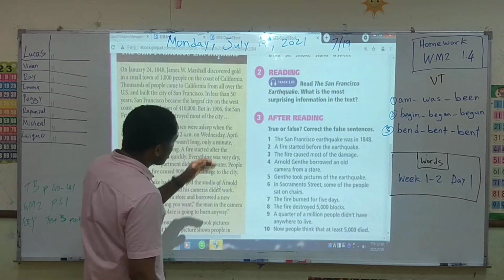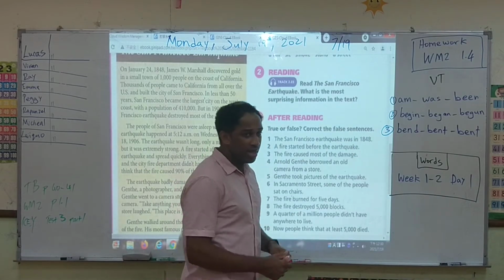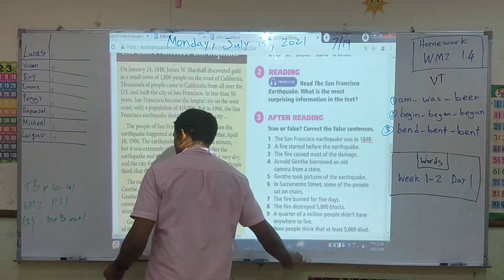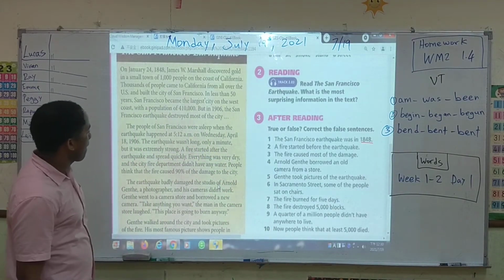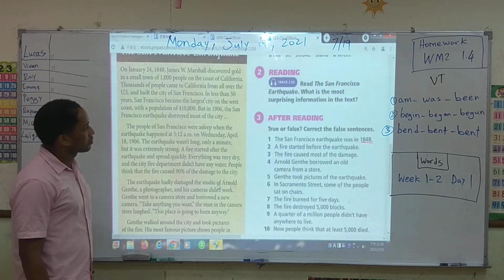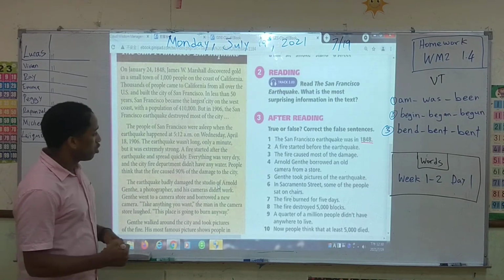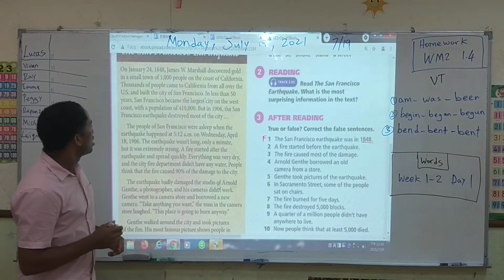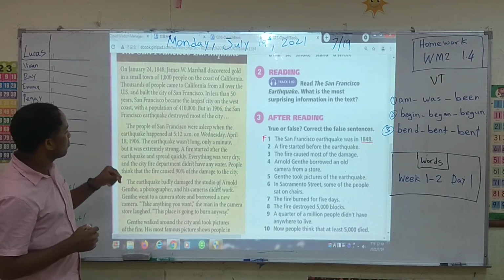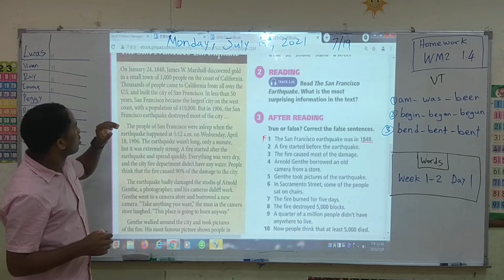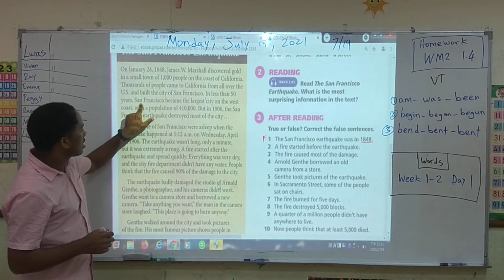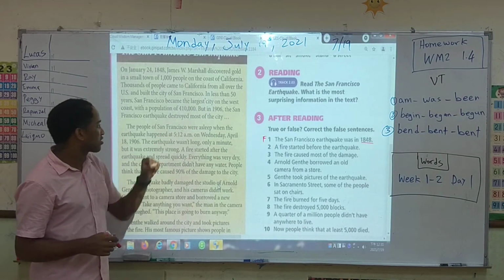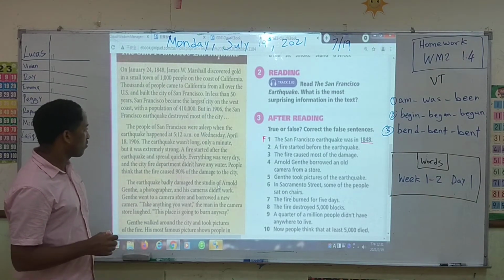The San Francisco earthquake was in 1848. Was the San Francisco earthquake in 1848? Yes or no? No, false. So it's false. We put an F. Okay, now we're going to look for it. Okay? Good. The San Francisco city, but in 1906, the San Francisco earthquake destroyed most of the city.